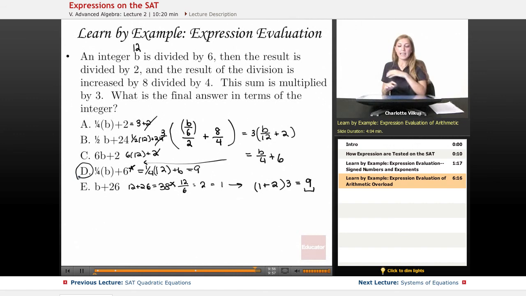So again, you can solve these either way that you like, but the important idea is that if you can't figure it out by writing out an expression or evaluating it yourself, these expression answers, which give you the variable in the answer, are great for plugging in techniques.